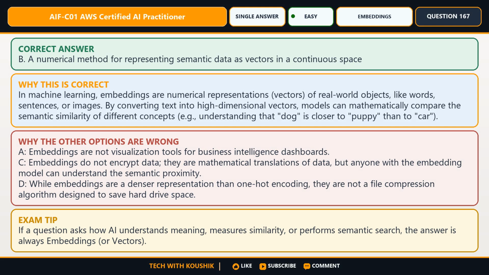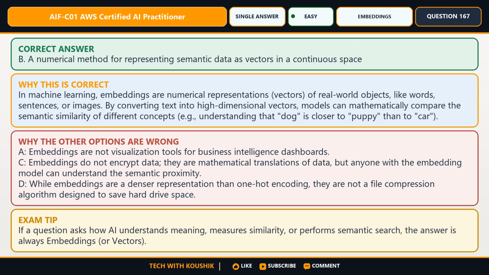The key clue points here because in machine learning, embeddings are numerical representations, vectors, of real-world objects, like words, sentences, or images. By converting text into high-dimensional vectors, models can mathematically compare the semantic similarity of different concepts. For example, understanding that dog is closer to puppy than to car.